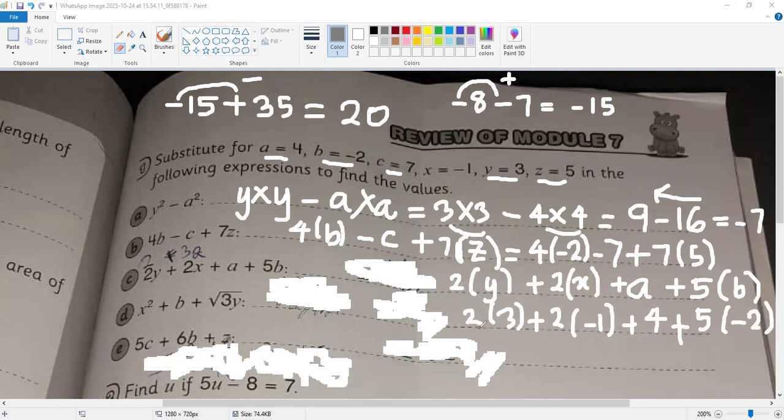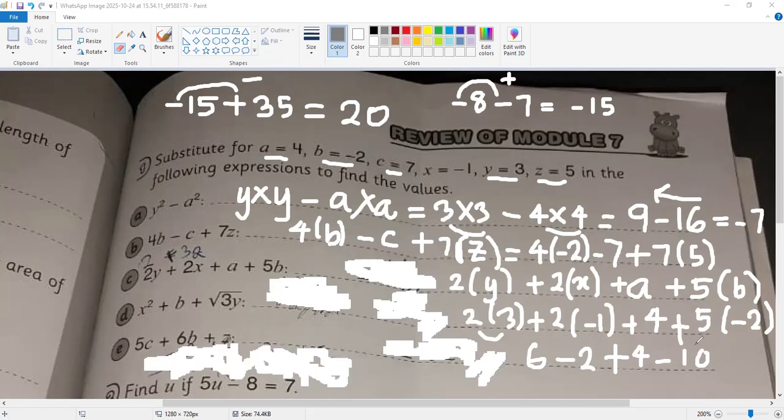Okay, so we move. 2 times 3 is what? 6. Please drop your pens and listen. 2 times minus 1 is minus 2, because plus 2 times minus is minus, right? So plus 2 times minus 1 is minus 2. Do we get that? Plus times minus is minus. So 2 times 1 is 2. Now we go again to the next one, plus 4. Then this is plus 5 times minus 2. Plus times minus is minus, right? 2 times 5 is 10.